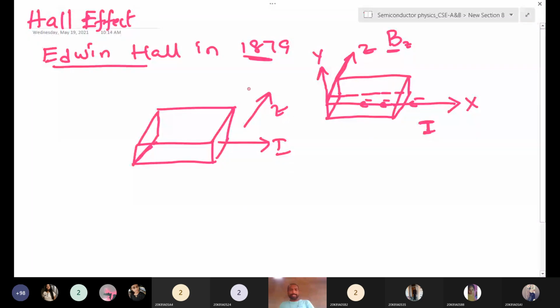Because of these charges, some voltage will be generated between the top surface and the bottom surface, because of the charge induced on these surfaces. Why are these charges inducing? I don't know if these diagrams are clear. I will draw it again, a little bigger, then you will be clear. Just a second please.